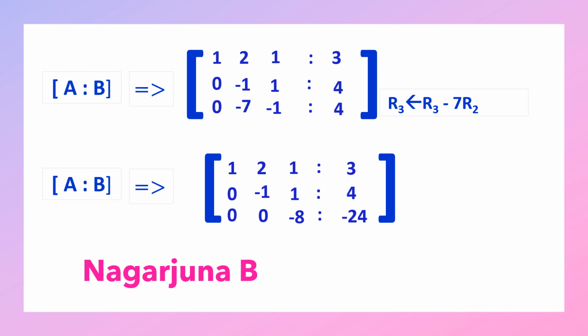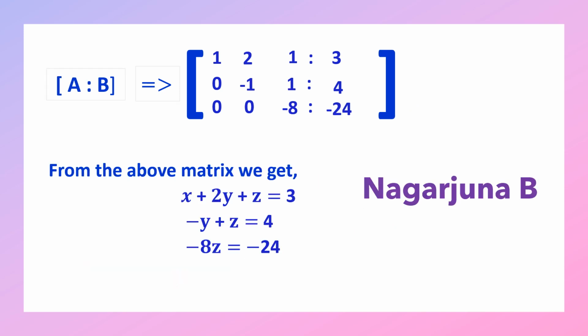And you can observe you have got an upper triangular matrix. So it is an upper triangular matrix. By using the above matrix we get... So this one we convert into a system of linear equations. So we can write 1, 2, 1 : 3. That first row we can write in the form of an equation as x plus 2y plus z equal to 3.